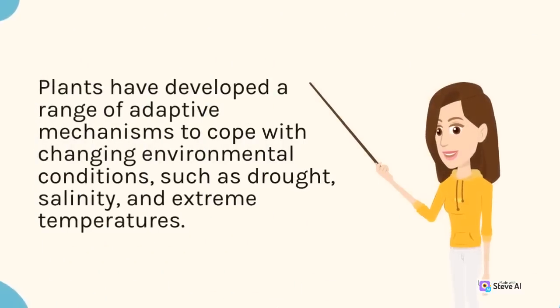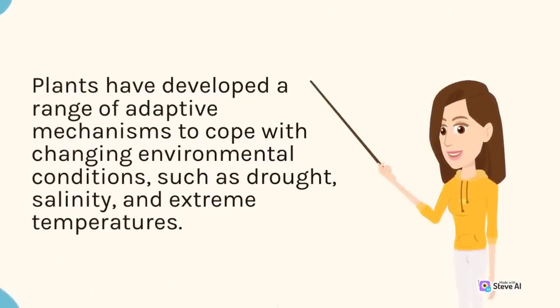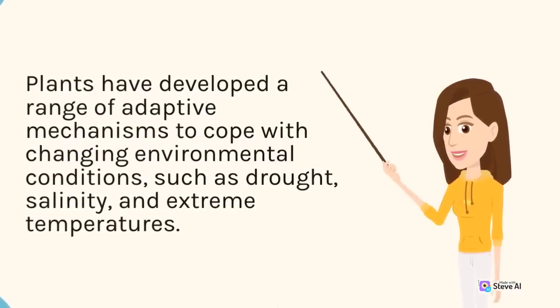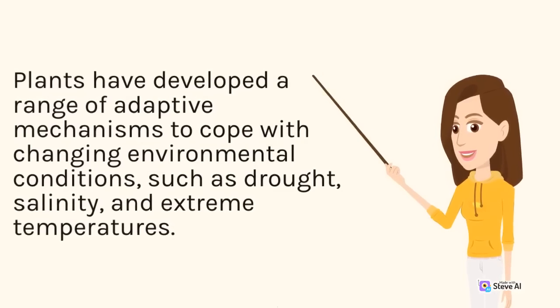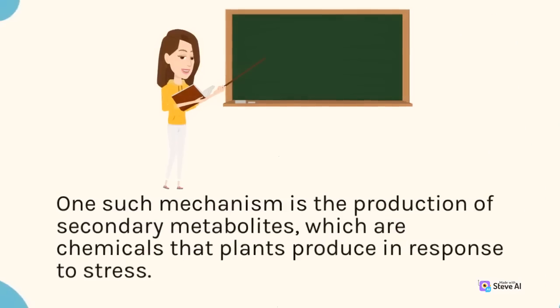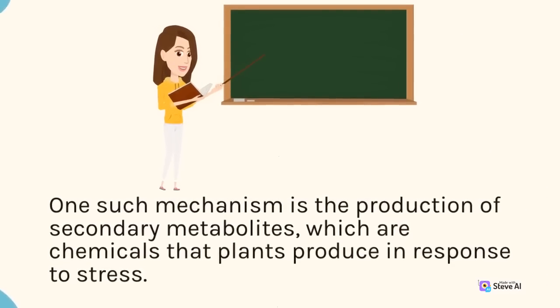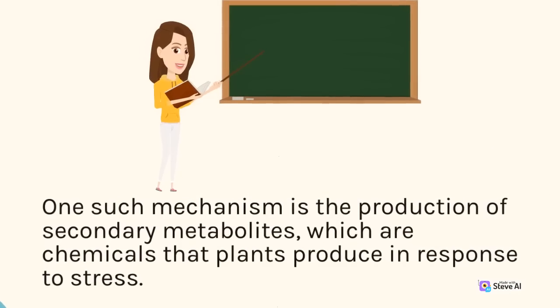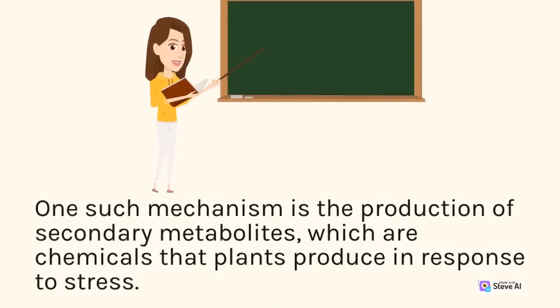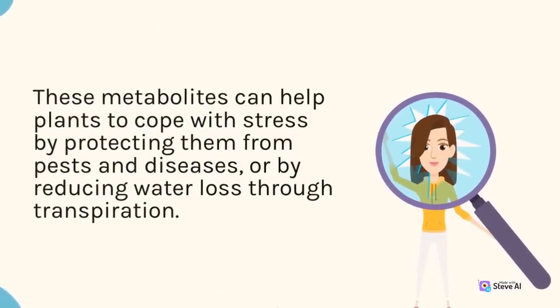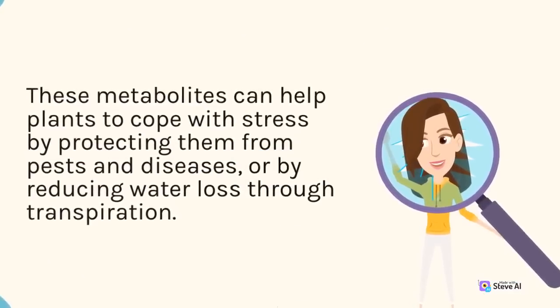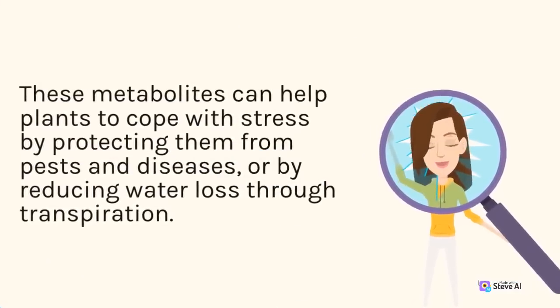Plants have developed a range of adaptive mechanisms to cope with changing environmental conditions, such as drought, salinity, and extreme temperatures. One such mechanism is the production of secondary metabolites, which are chemicals that plants produce in response to stress. These metabolites can help plants to cope with stress by protecting them from pests and diseases, or by reducing water loss through transpiration.